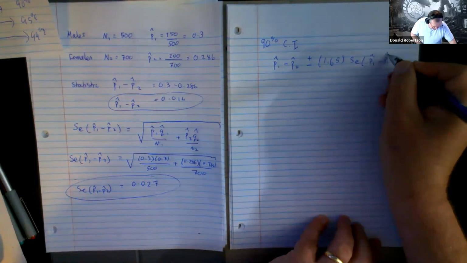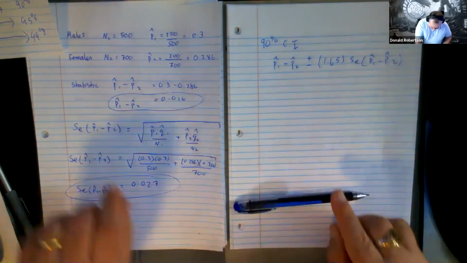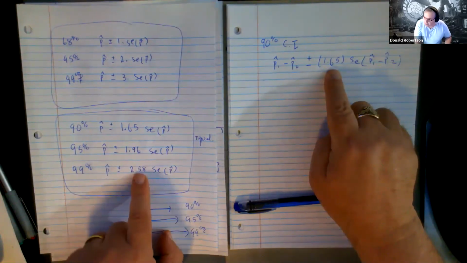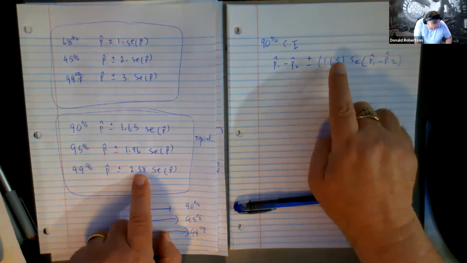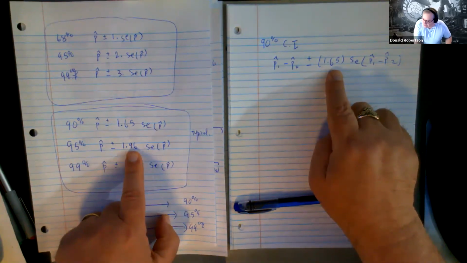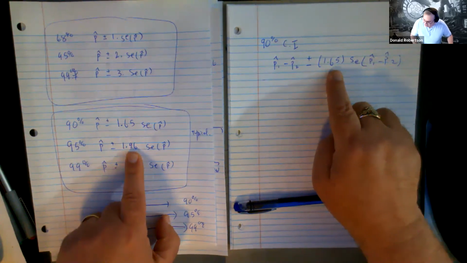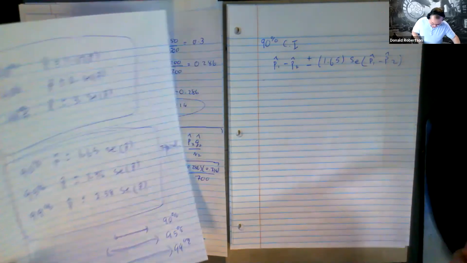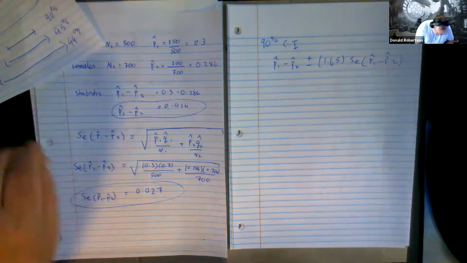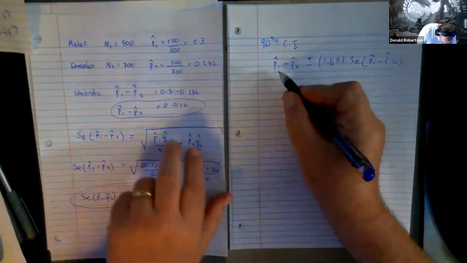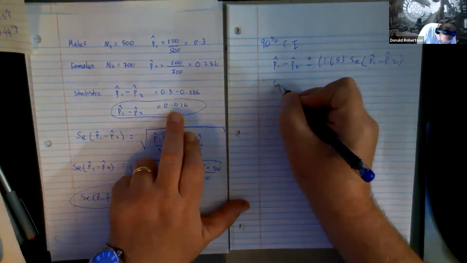Now, if I wanted a 99% confidence interval, the only thing I would change is that this number would be changed into 2.58. And if I wanted a 95, wouldn't I just change this number into a 1.96? So at least there's some consistency between one and two and the difference in two proportions. Now, the difference between these two guys is 0.014.